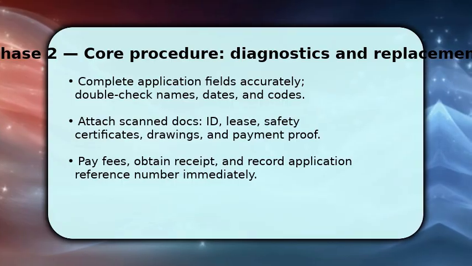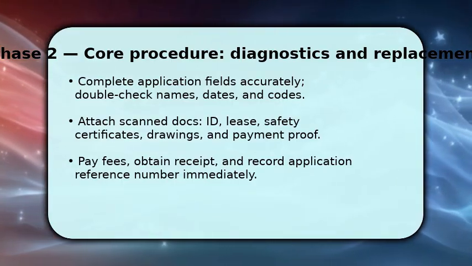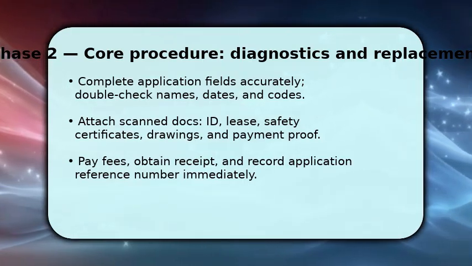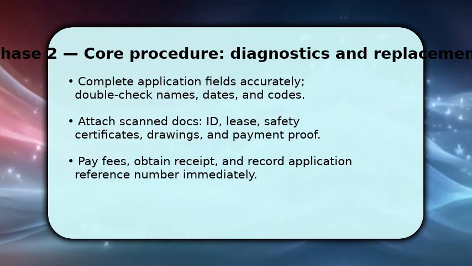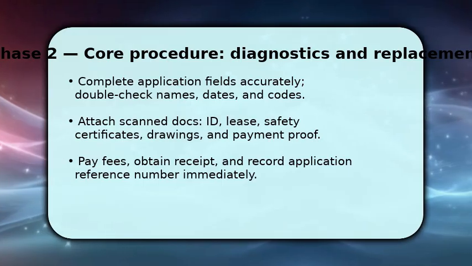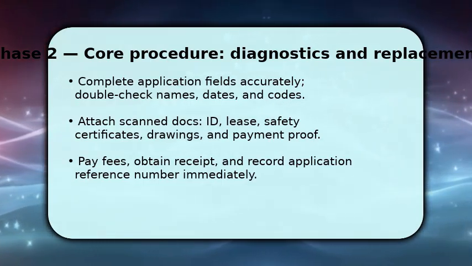Mismatches trigger rejection. Once completed, attach scans of ID, lease or property consent, any safety certificates, layout drawings, and the payment receipt. Then pay the fee and retrieve the receipt and reference number. Store them where you can access quickly. This step is critical because verified submissions move into scheduling for inspection.